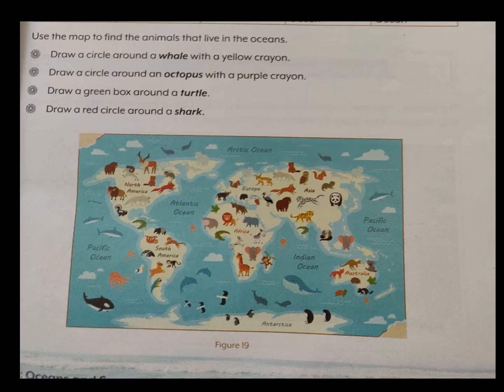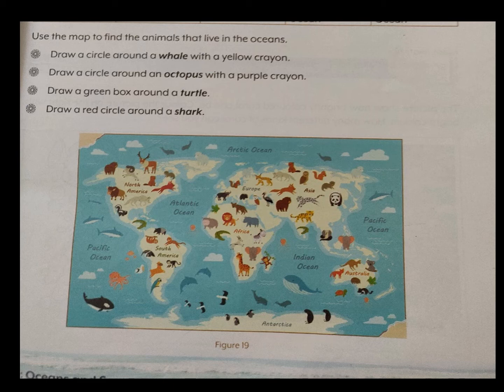Now, use the map to find the animals that live in the oceans. Here is a map, and they have given the animals that live in the ocean. Draw a circle around a whale with a yellow crayon. So you can take a yellow crayon and circle the whale.